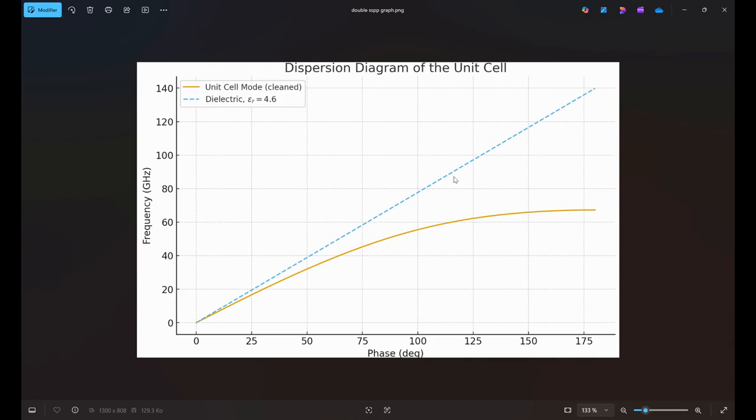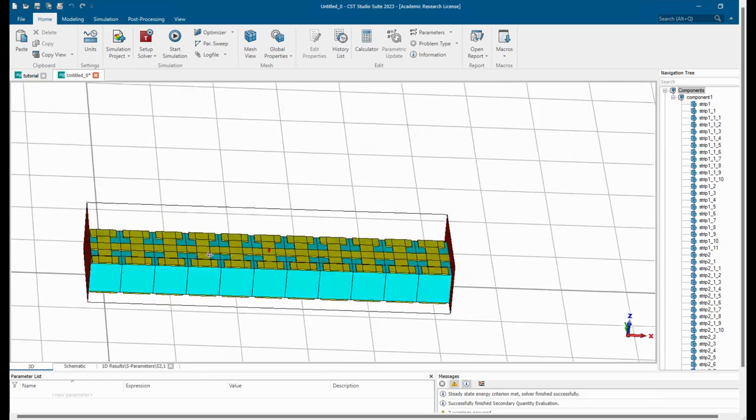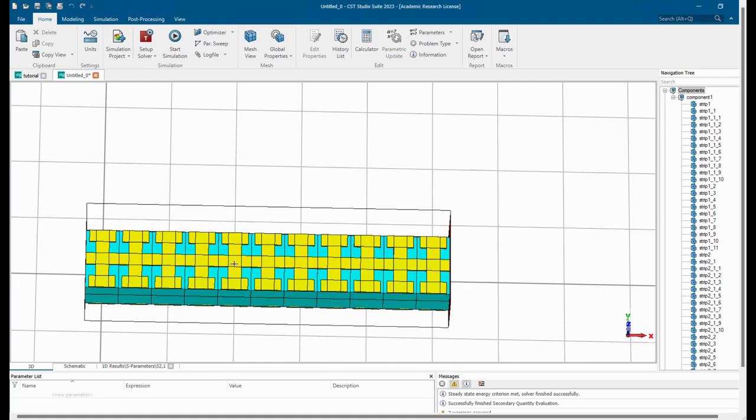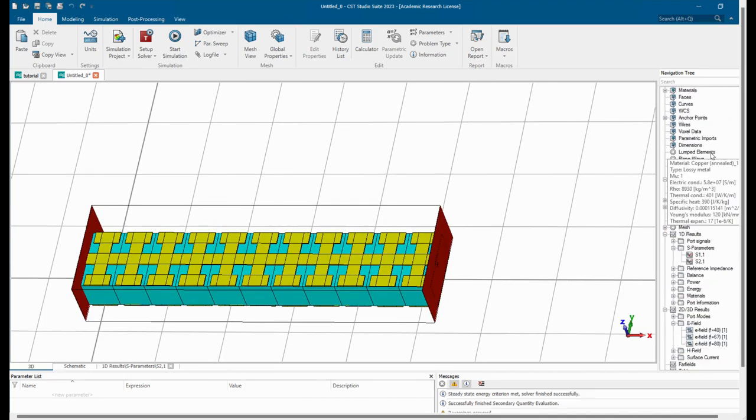The dielectric light line is a TEM mode, and what we can do now is confirm that the SSPP line that we have designed actually has a band stop at around 67 gigahertz. Here's the designed transmission line. It is composed of the unit cell repeated 11 times in a periodic manner. What we would expect from the S21 is that we get almost all transmitted power from port 1 to port 2 until we hit 67 gigahertz. We should have a drop in the S21.